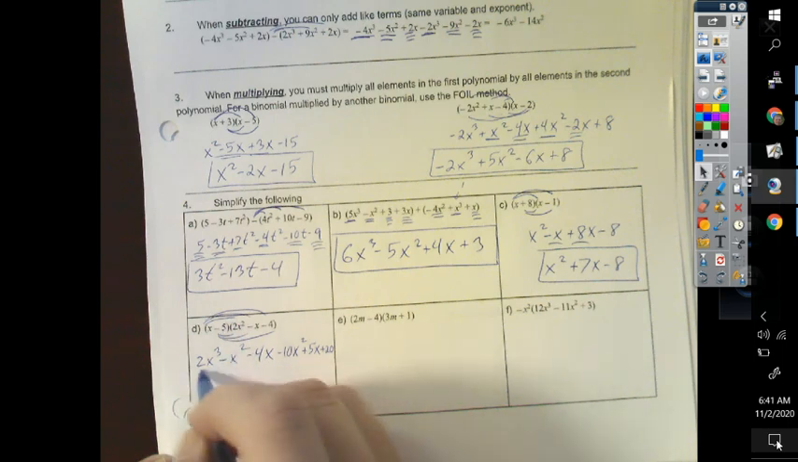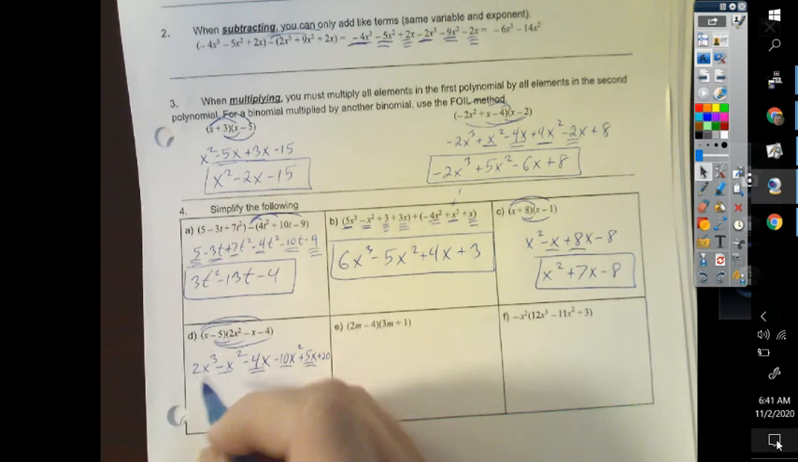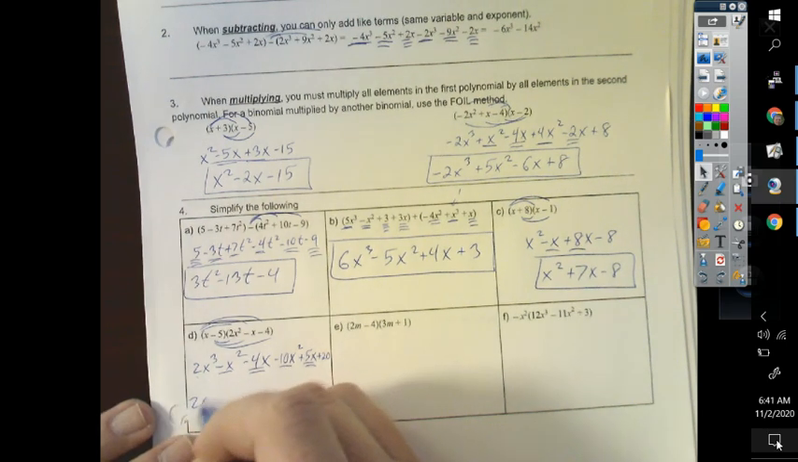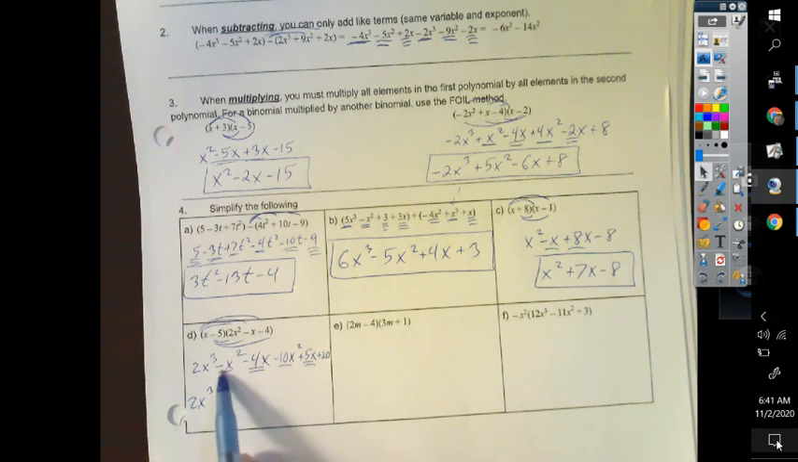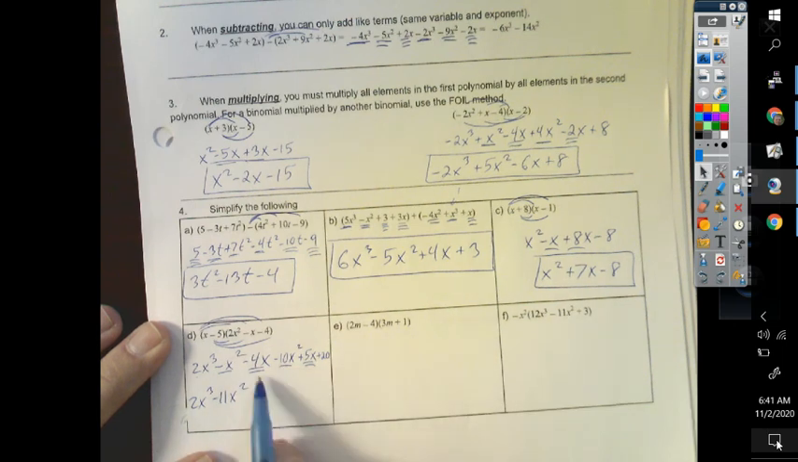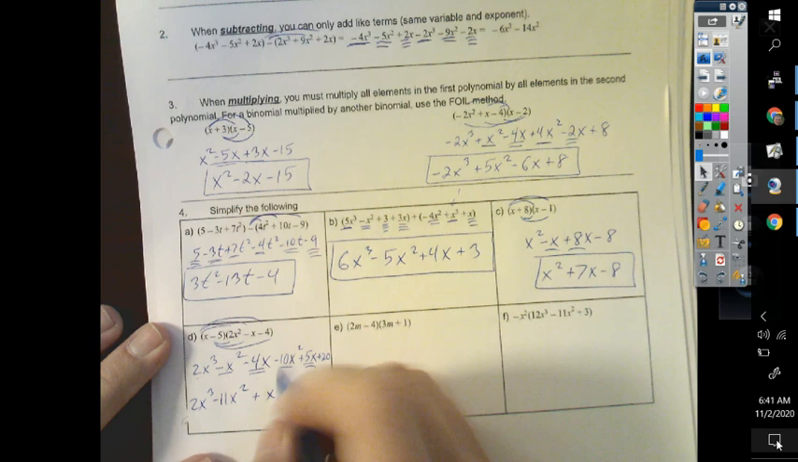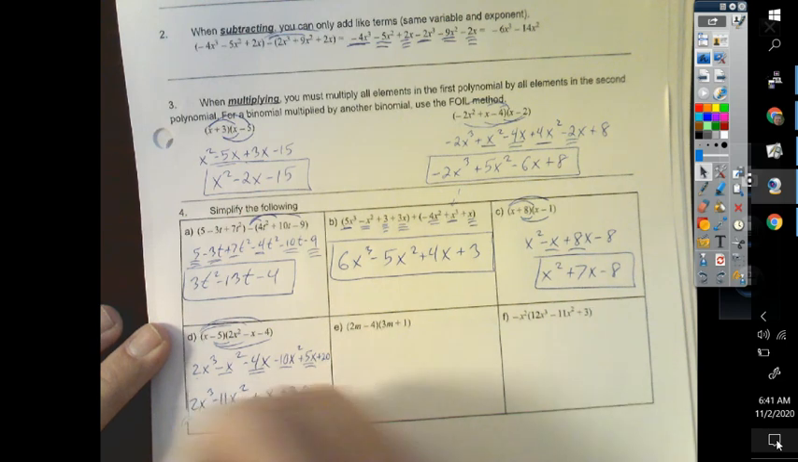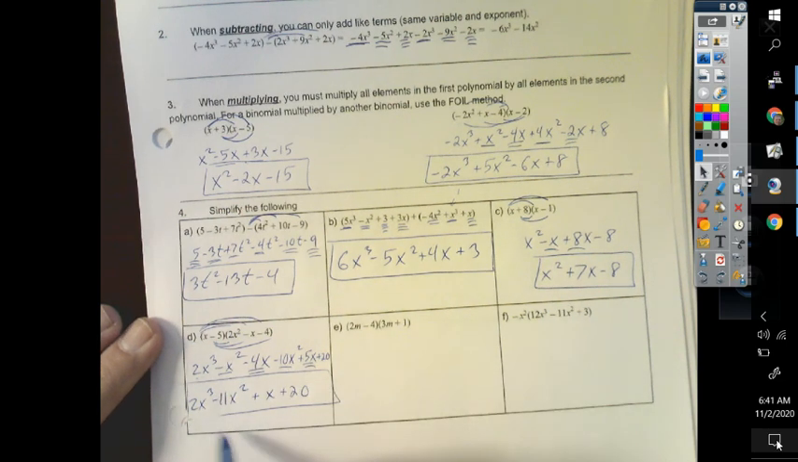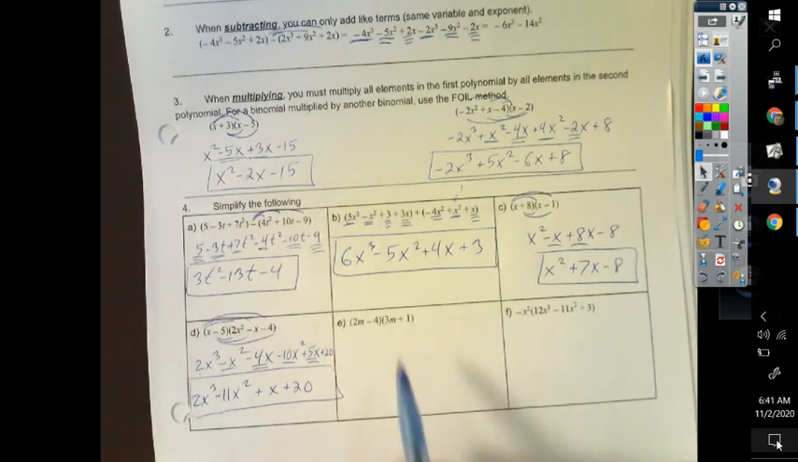2x cubed, underline like terms, that's my only x cubed. There's your x squared and x squared. Okay, so I'm going to write down 2x cubed first. Negative x squared minus 10x squared, negative 11x squared. Negative 4x plus 5x, plus 1x, and then plus 20. Good stuff. Okay, dos mas. We're doing great. Check for signs.